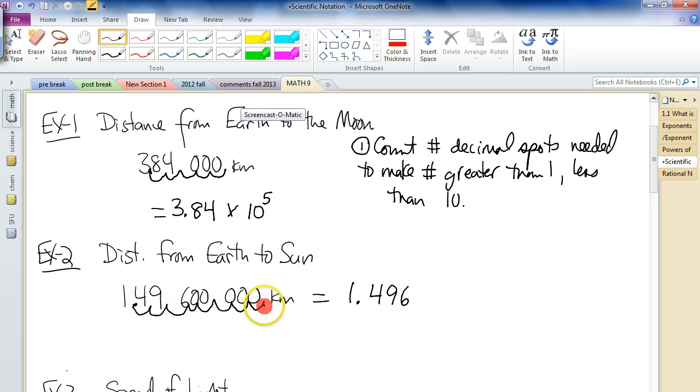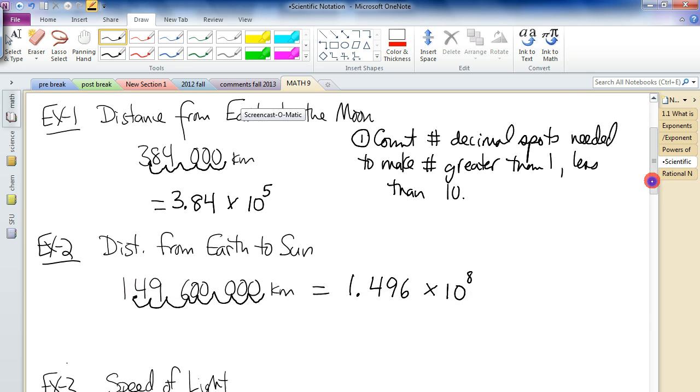And how many spots do we move it again? I actually forgot. 1, 2, 3, 4, 5, 6, 7, 8. 8 spots we moved it. That's like 8 zeros. 8 zeros you can write out by going 10 to the power 8. And there's scientific notation. They call this, by the way, standard notation, and that's scientific notation. So the long way is called standard, and the new shortcut way is called scientific.